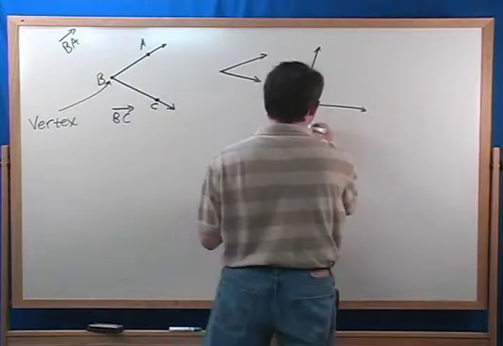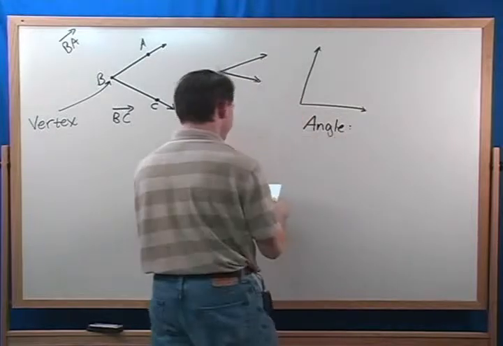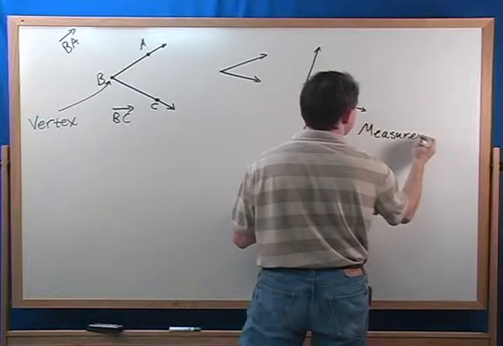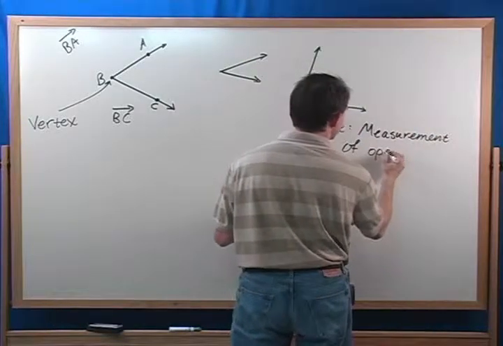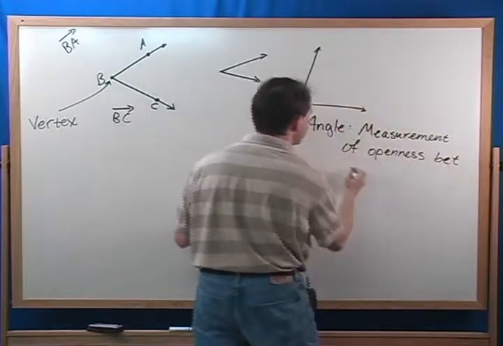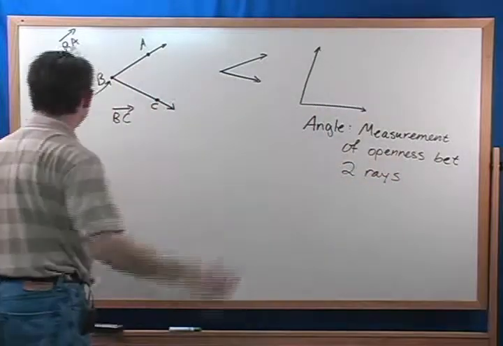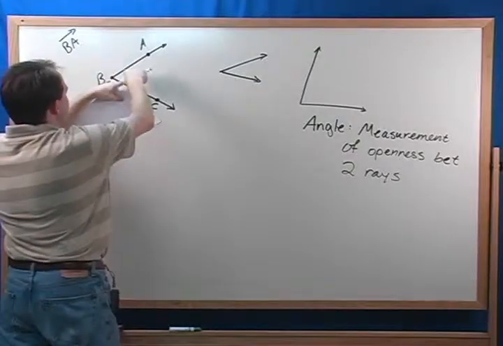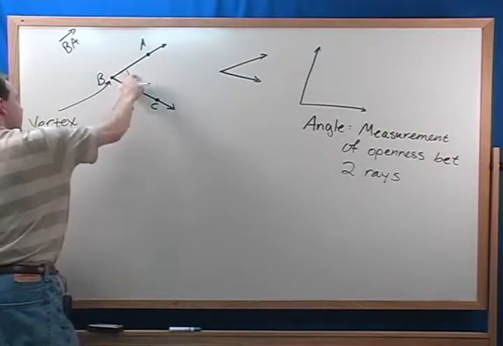So an angle is just the measurement of openness between two rays. Openness, that's the best word I could come up with. The vertex is at the point. So basically, for this angle right here, we put a little arc in here. That means there's an angle here.